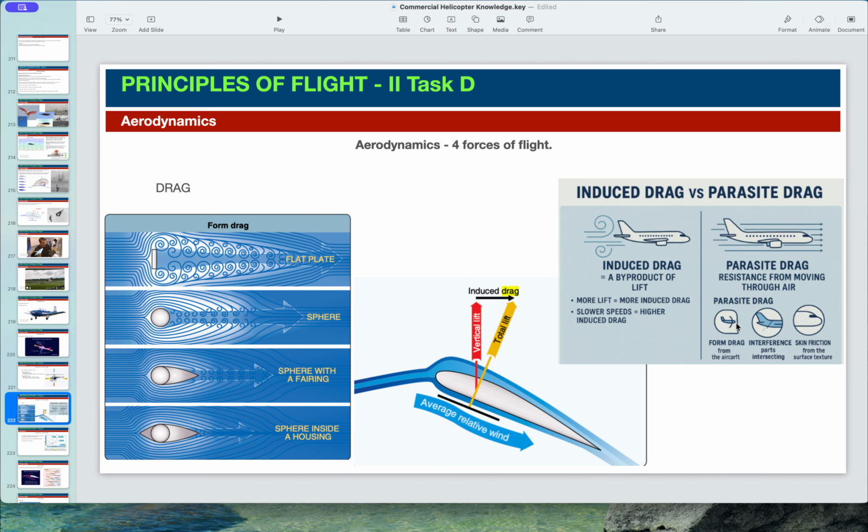Parasite drag is essentially form drag, skin friction from the surface, and interference from parts of the airplane that aren't necessarily aerodynamic. So there's just a byproduct of flight, which is just drag in space. So anytime something is moving through space, it's never perfectly smooth enough to the point where drag is eliminated. We always try to get that way.